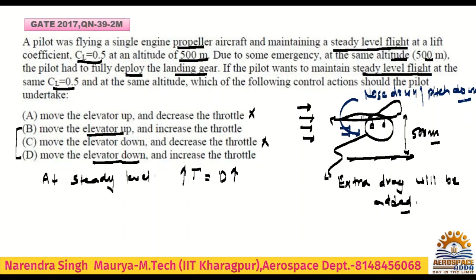Level flight should be there. There should not be any descent flight. Descent means it is going to lose altitude. You want to maintain a steady level condition, level flight. So if a pitch down comes, it may lead to a descent condition that you don't want. You want steady level, so you have to move the elevator up.